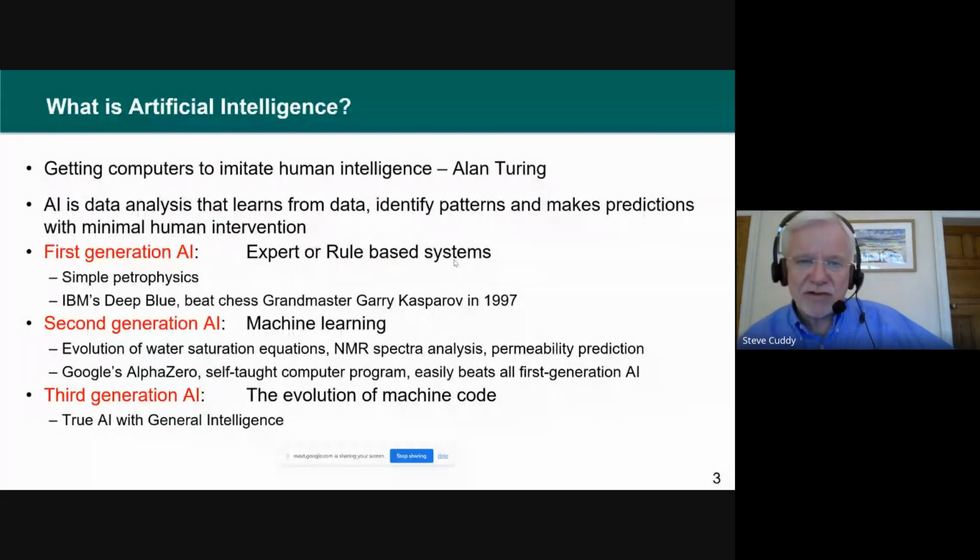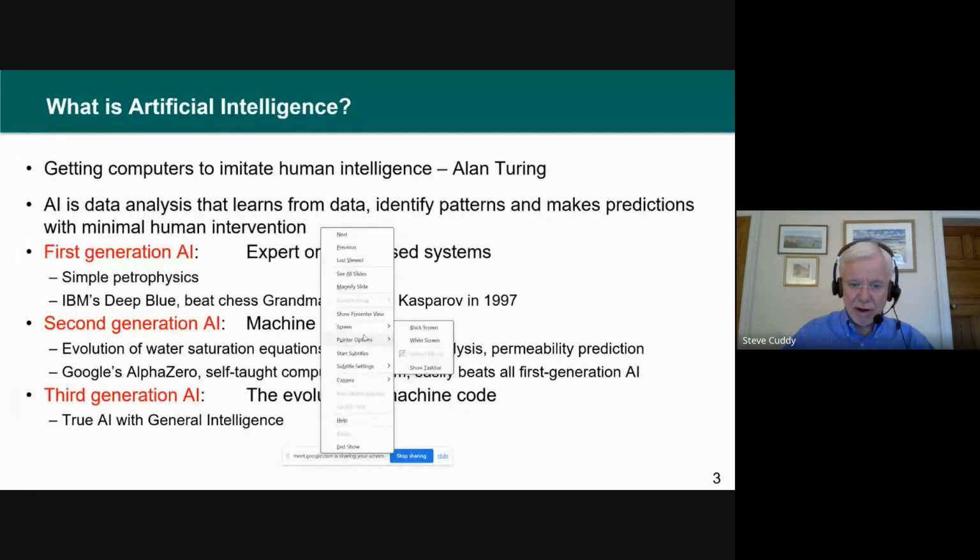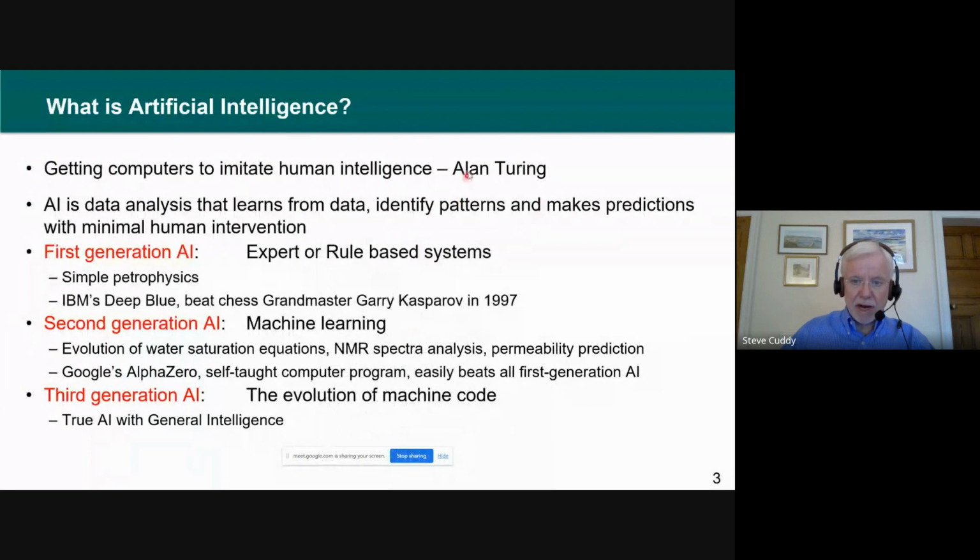So what is artificial intelligence? There are many definitions. I prefer Alan Turing's definition. Alan Turing, one of the first writers in artificial intelligence, said it was simply getting computers to imitate human intelligence. So AI is data analysis that learns from data, identifies patterns, and then is able to make predictions with a minimum of human intervention.